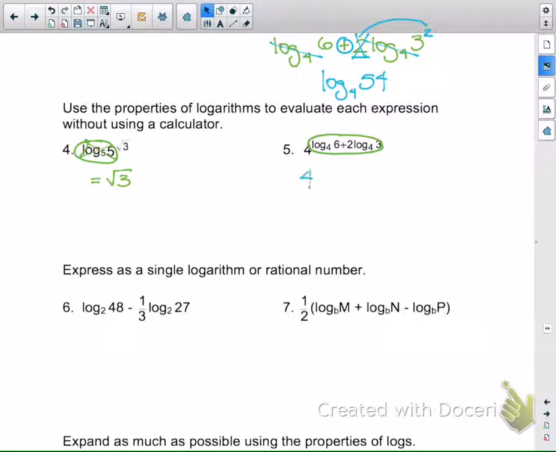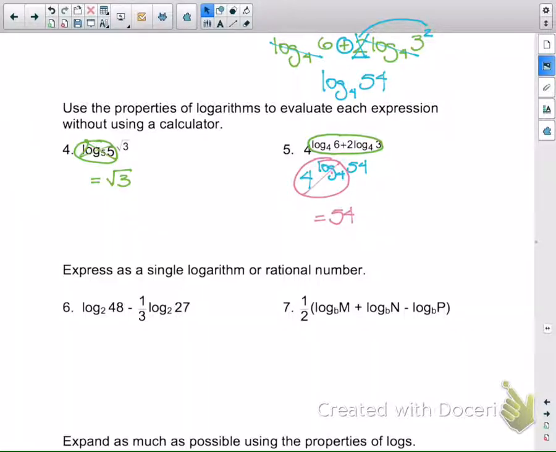Now this is the same as 4 to the log base 4 of 54. Now what can I do with my 4 to the log base 4 right here? Cancel. Once it's only 1 log, I can cancel. And my answer to this whole thing is what? 54. Okay? We're going to do 6 and 7, and then we will be completely done.